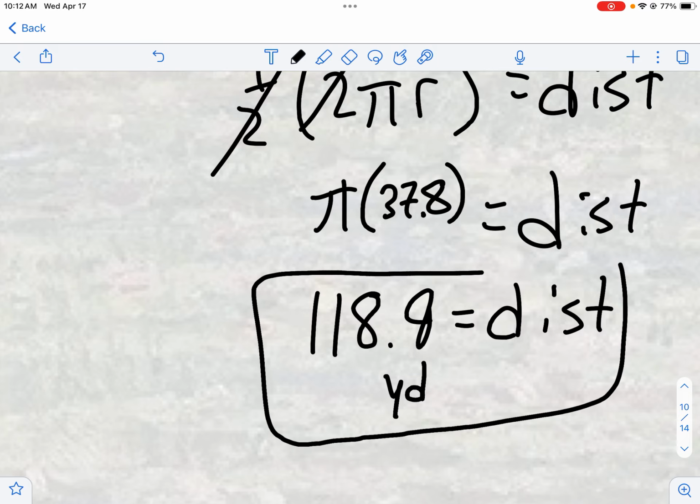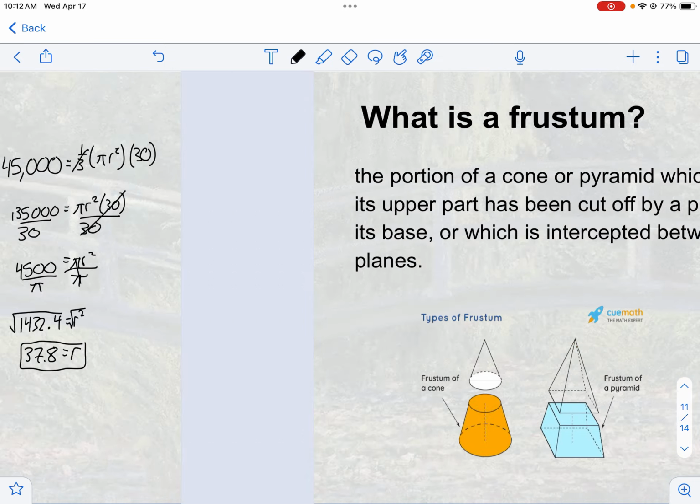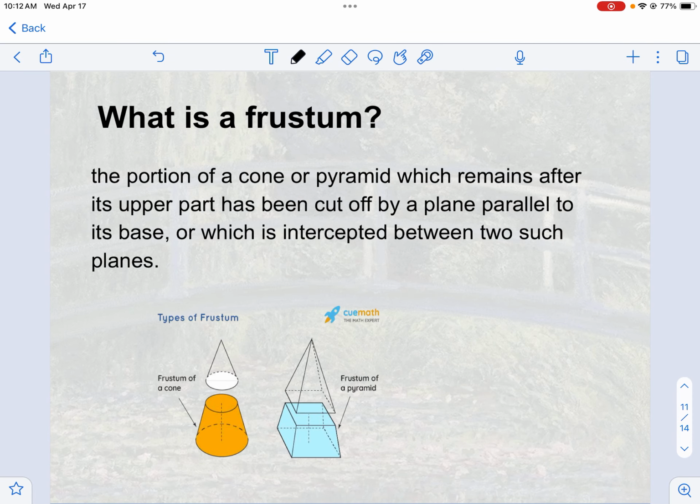I thought that was kind of a fun problem, so I wanted to include it. And it uses our volume of a cone knowledge.